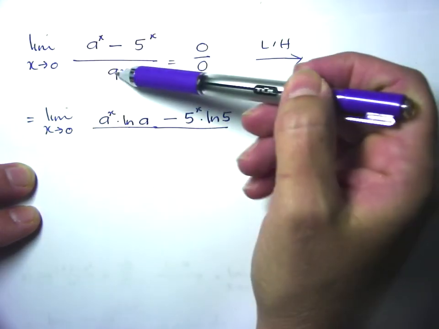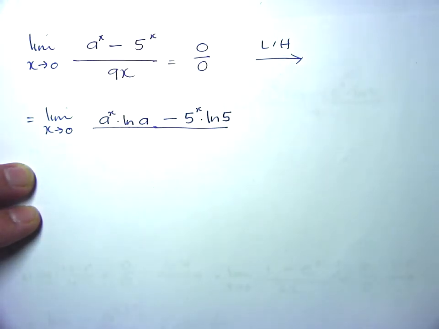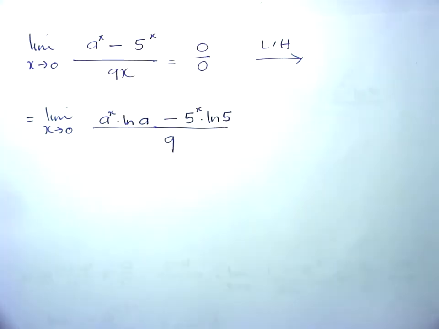All over, the derivative of 9 times x is 9. Okay, and now we evaluate again. So now we just try to plug things in again.